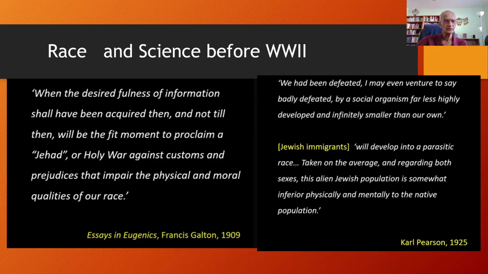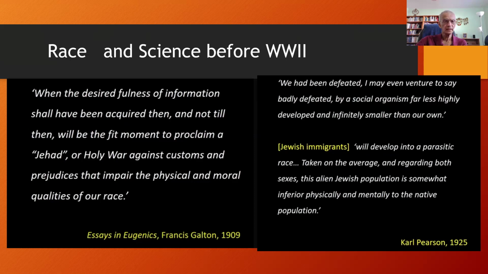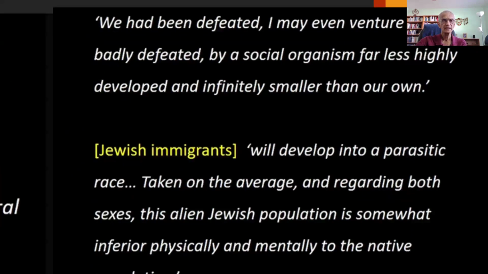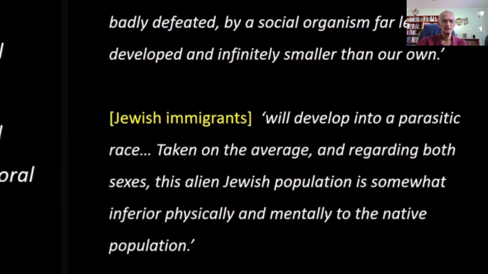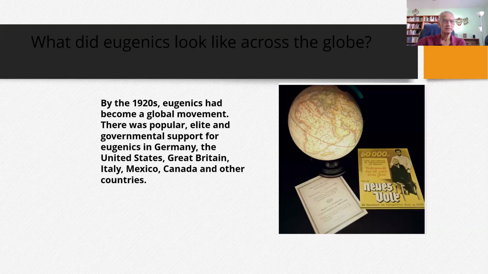Here is one from Francis Galton, and here is another one from Karl Pearson, about a race that, badly defeated socially, will develop into a parasitic race type. So it wasn't just a black and white issue; the racism extended to anybody who was different, as we talked about in the earlier class, between us versus them. It had long roots and varieties of implications.